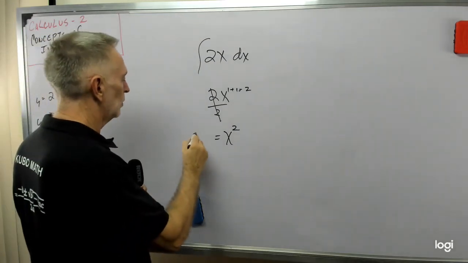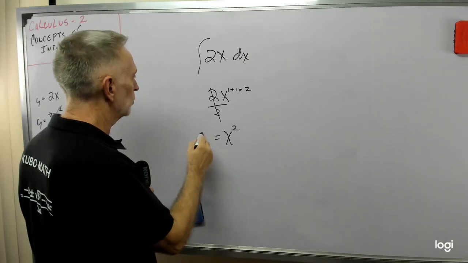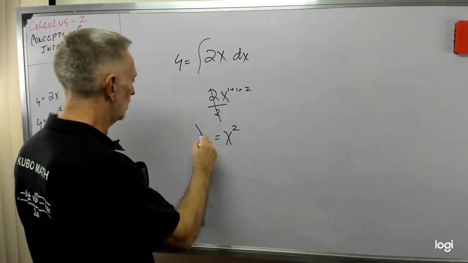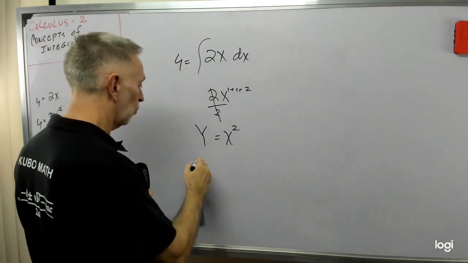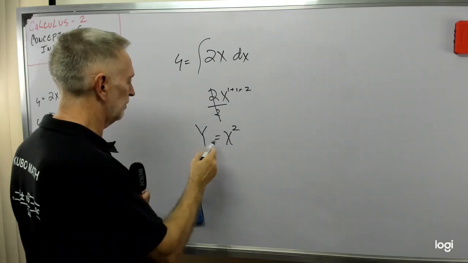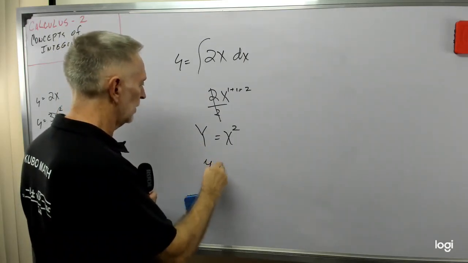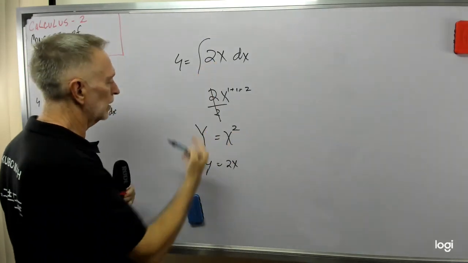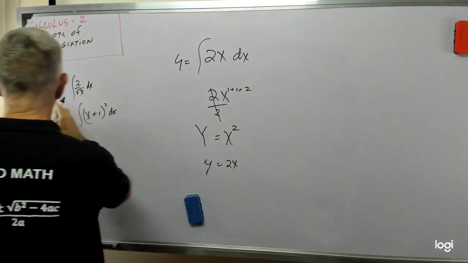So the integral of 2x, we'll say y equals 2x, and we'll call this one big Y. Y equals x squared. Well, what would be the derivative of this? If I take this and I end up with little y, the derivative of x squared is 2x, which is what I started with. Okay, so that worked out.